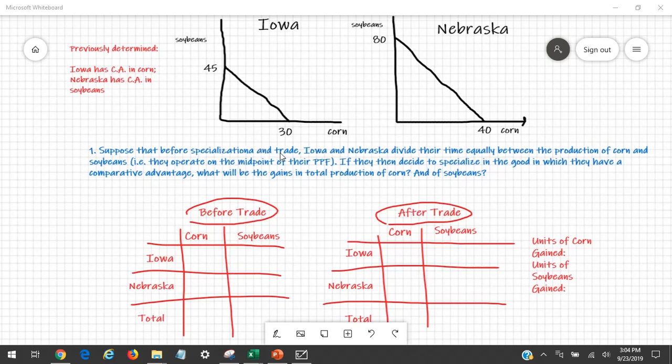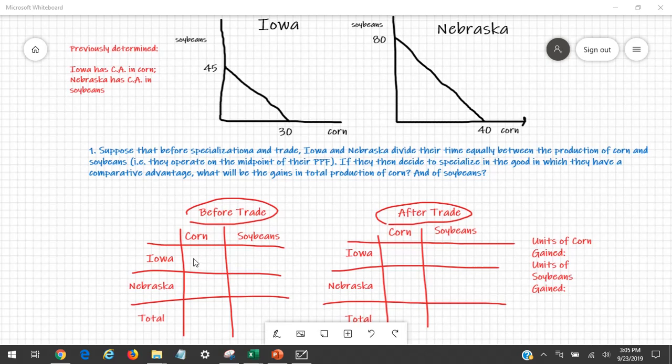So the first part of the question is telling us how much Iowa and Nebraska produce of each good before they decide to specialize and trade. And they tell us that they are basically making half corn, half soybeans. They're on the midpoint of this line right here. So the way to calculate that is just look at your endpoints for each PPF. For Iowa, we have 30 bushels of corn and 45 bushels of soybeans. Before trade, Iowa was making 30 divided by 2, or half of 30, which is 15 units of corn.